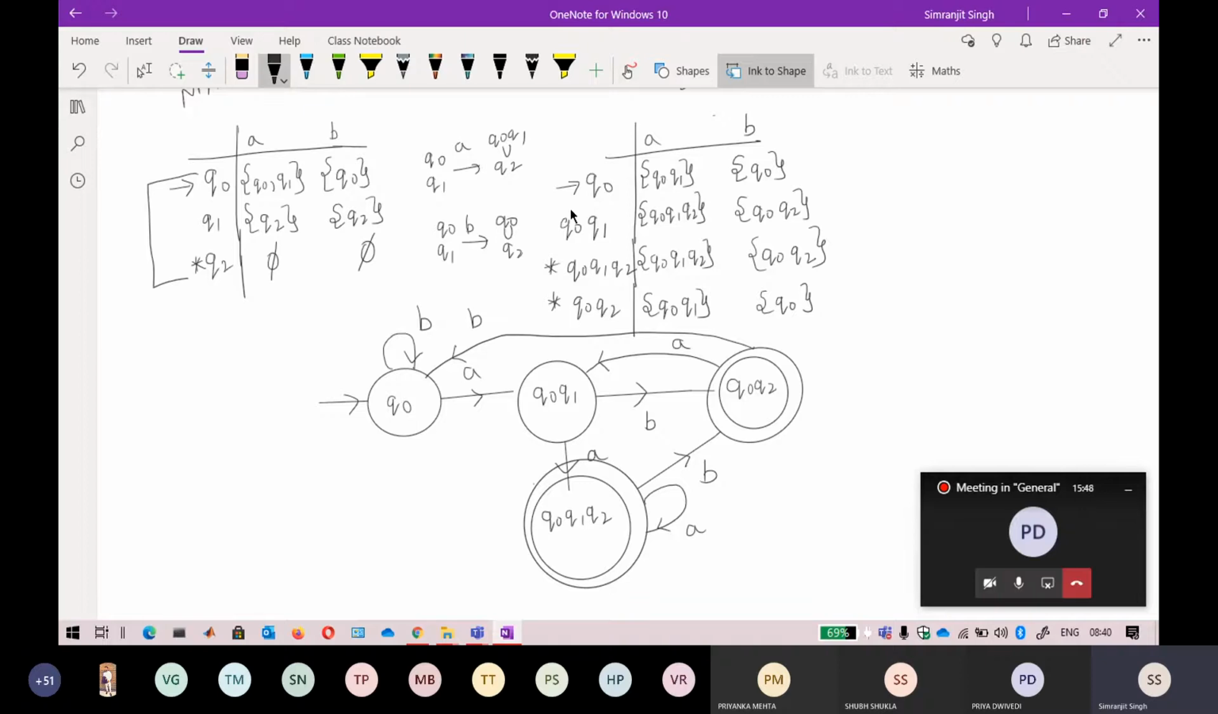Is there any kind of a mistake here? Q naught, Q2. I think that's correct. Yes, I think that's correct. Okay, so just going back towards this.